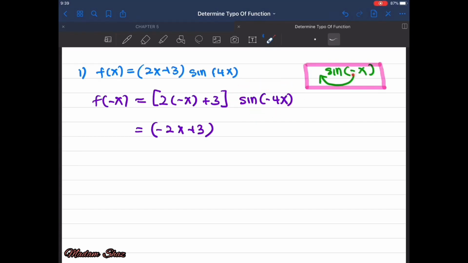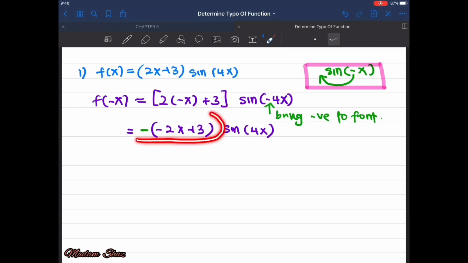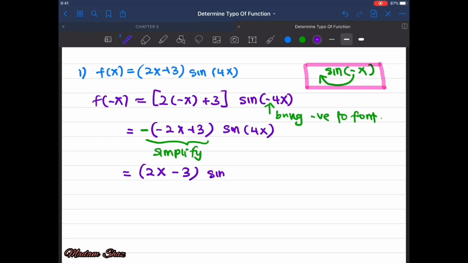Okay. For the sine function, the negative here you have to bring to the front of sine. So for here, (2 multiplied by negative x plus 3) multiplied with negative sine of 4x. If you bring the negative to the front of sine, at the end, you have to bring the negative to the front of the big bracket, because the negative is for the whole thing. So this negative, I will bring to the front of the big bracket. So it will become negative at the front here, sine of 4x. So negative multiplied by negative 2x plus 3, you have to multiply the negative inside. Negative multiplied by negative will become positive 2x. Negative multiplied by positive 3 will become negative 3. Multiply with sine 4x.